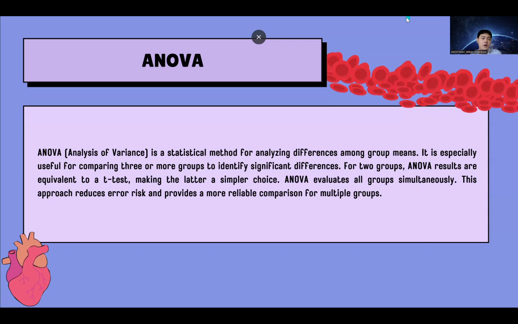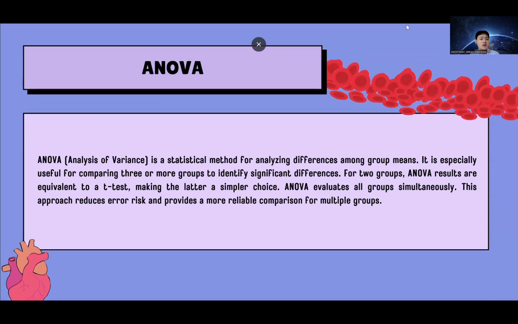Now I'm going to explain about what is ANOVA. ANOVA, or usually called analysis of variance, is a statistical method for analyzing differences among group means. It is especially useful for comparing three or more groups to identify significant differences. For two groups, ANOVA results are equivalent to a t-test.